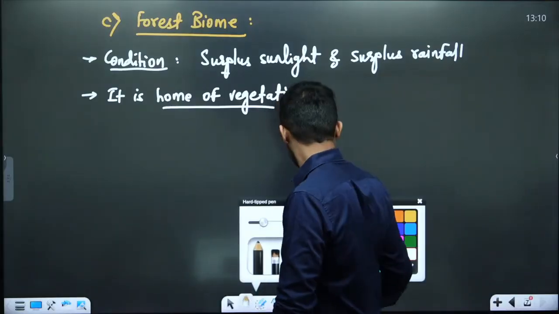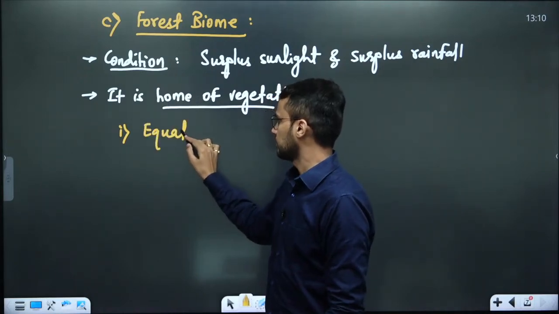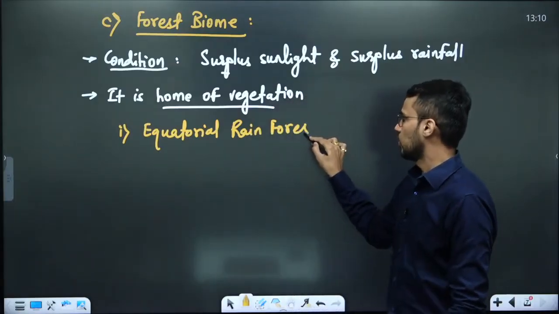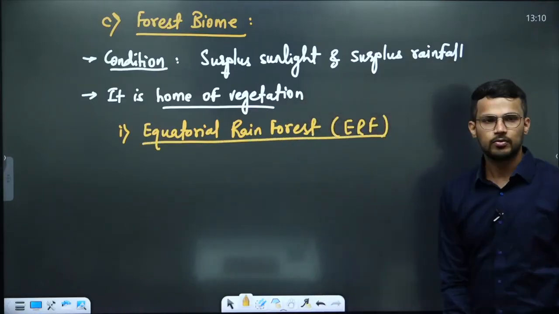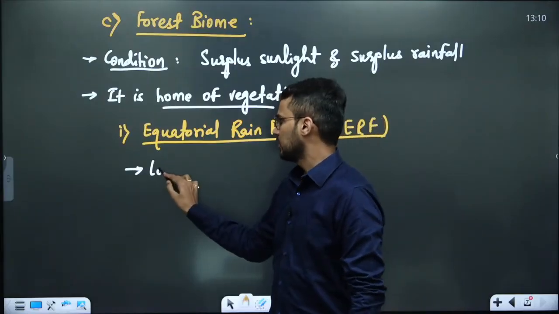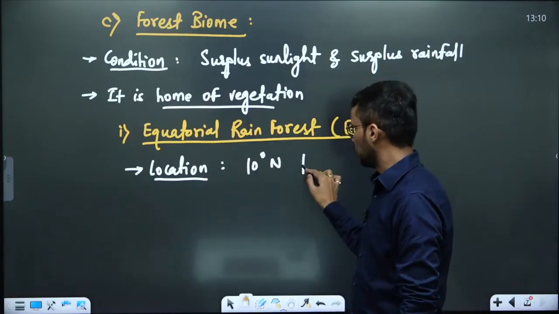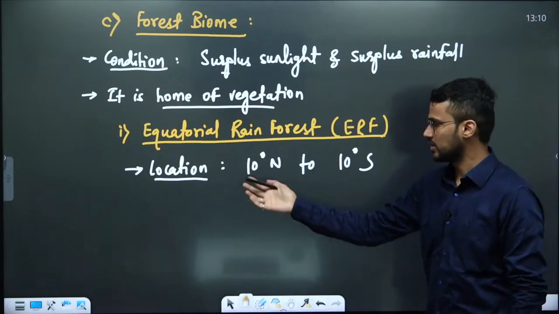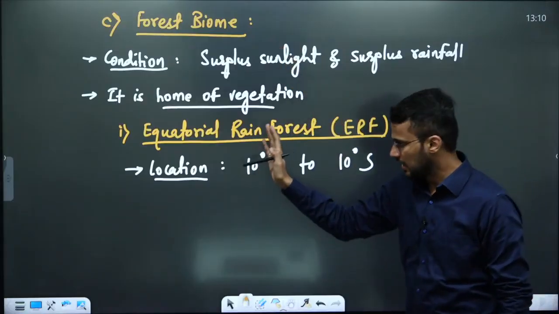So starting with the first, equatorial rainforest, abbreviated as ERF. Where is this? 10 degree north to 10 degree south. Right? This is the location of equatorial rainforest, 10 degree north to 10 degree south. The condition we have already referred to entirely for forest biome. Next, features.